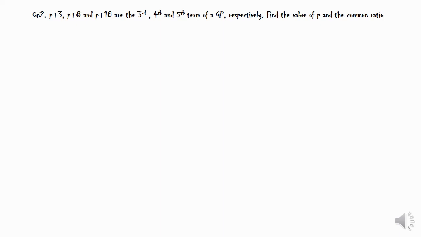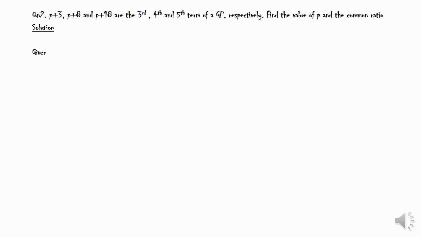You are already given that data. So you have the third term, fourth term and fifth term. Umepewa term ya 3, ya 4 na ya 5. What is required? Kinachotakiwa ni nini? Kutafuta thamani ya p na common ratio. Right? Let's start.